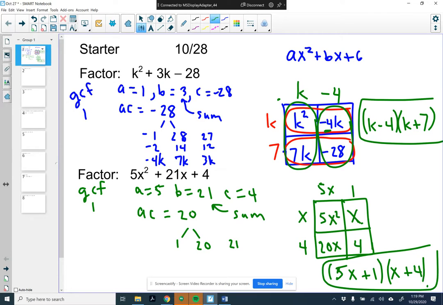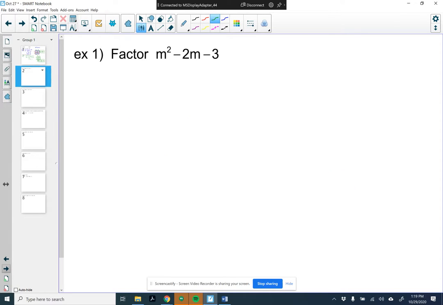Moving on. Next question. Factor m squared minus 2m minus 3.